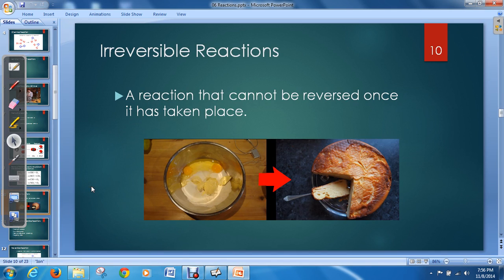Here's a little bit more terminology we want to identify. There's the idea of an irreversible reaction, which is pretty much what it sounds like, a reaction that cannot be reversed once it's taken place. Imagine cooking eggs or baking a pie. Once you bake a cake, you can't take the eggs and the milk and the sugar back out of it. It's already been mixed and chemically reacted at that point. That's an irreversible reaction. Once it's taken place, you can't do anything about it.